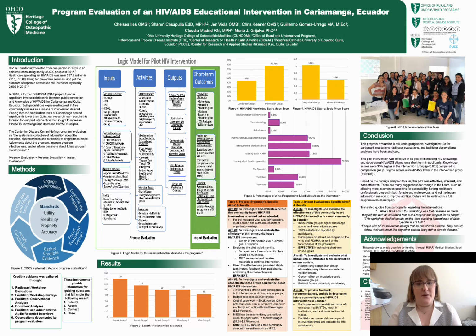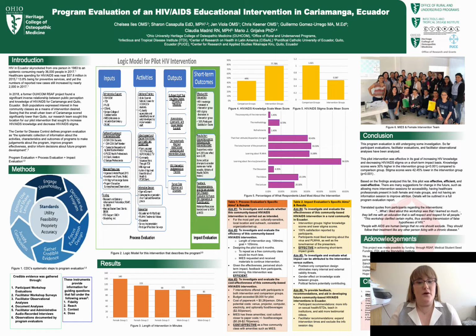For the program evaluation, it is important to consider 6 specific aims, the first 3 of which address the process and the last 3 address the impact. Aim number 1, investigate and evaluate whether the intervention is carried out as it was intended. Aim number 2, the efficiency of the intervention. Aim number 3, the cost effectiveness.